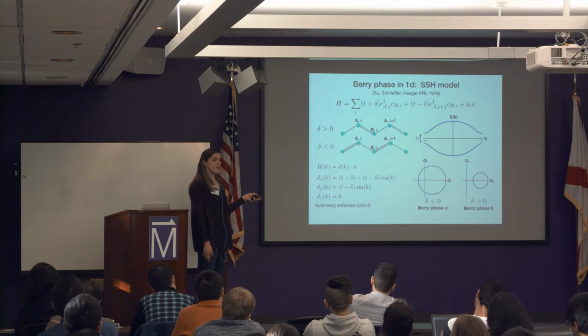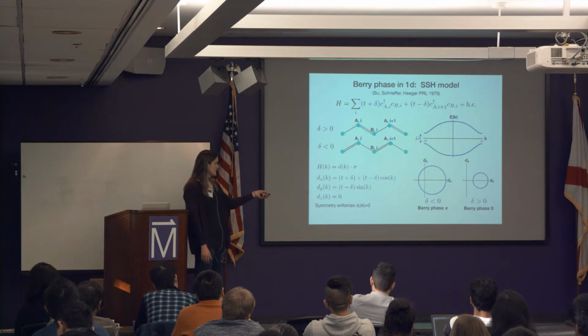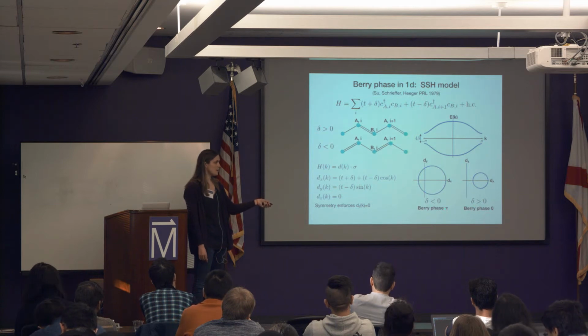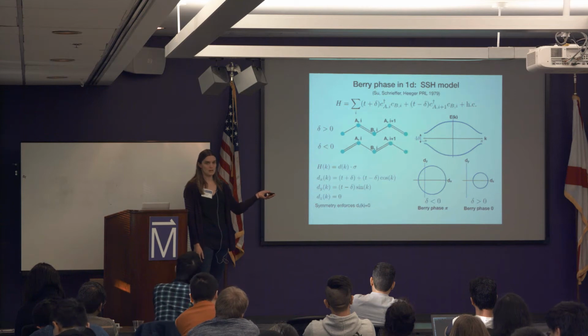And it turns out, as we said, this Berry phase corresponds to polarization. So we can see that these two different phases, delta less than 0 and delta greater than 0, differ by a Berry phase of pi. And if we look back at our polarization formula, that would be a polarization of e over 2.